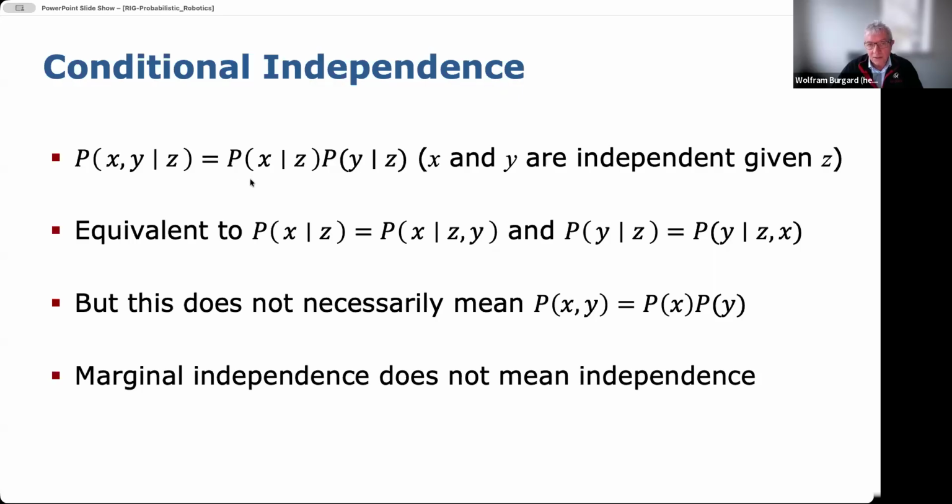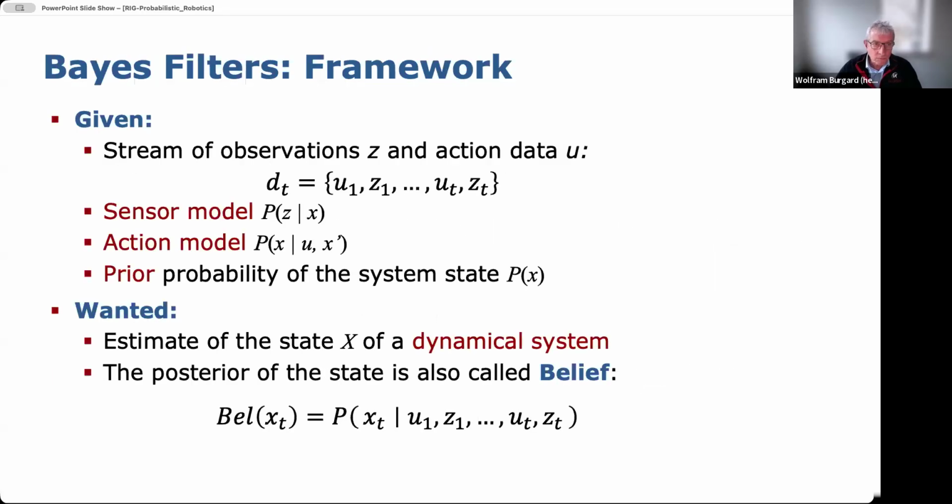In this case, we can write that this is equivalent to P of X given Z and P of Y given Z. Which basically means X and Y are independent given Z, which is not necessarily the case without knowing Z. So there are situations where X and Y are not independent, but they become independent once we know Z. And this is something that we will also see in a few seconds. So marginal independence does not mean independence.